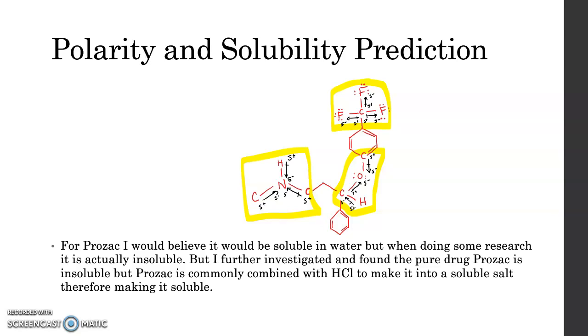But when I further investigated, it said that Prozac, when combined with HCl, does become soluble in water. So originally Prozac as the pure drug itself would not be soluble in water, but we do manipulate it with HCl to make it a soluble salt, therefore making the Prozac that we do take as medication now.